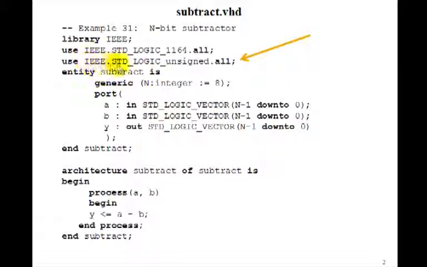Remember, we have to use the IEEE unsigned library, and then we can have an A, n minus 1 down to 0, where we define the n to be generic, and we'll set it default to 8. B, n minus 1 down to 0 will be what we're subtracting, and then the difference y will be n minus 1 down to 0. So then in this process AB, all we have to say is y gets a minus b. That's pretty simple, just like we had for an adder.